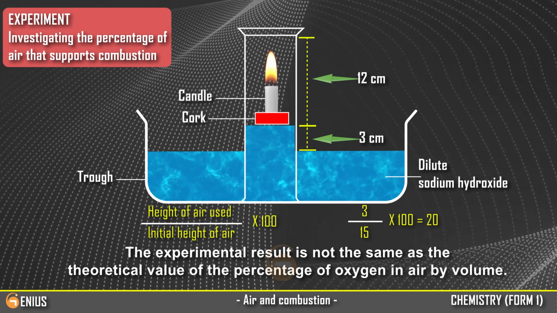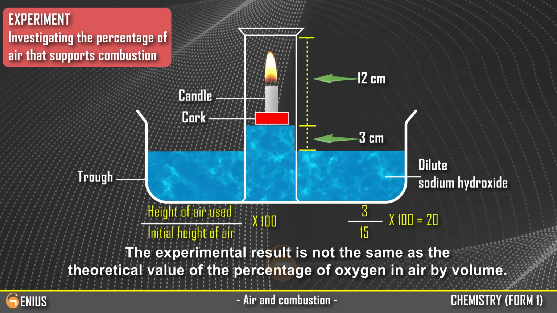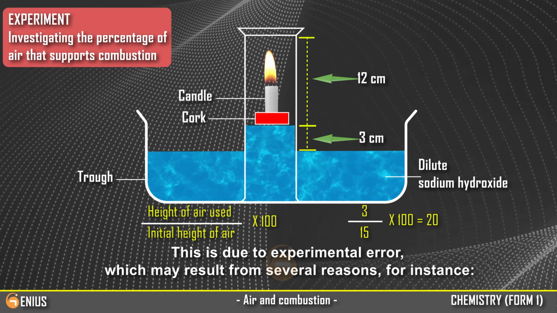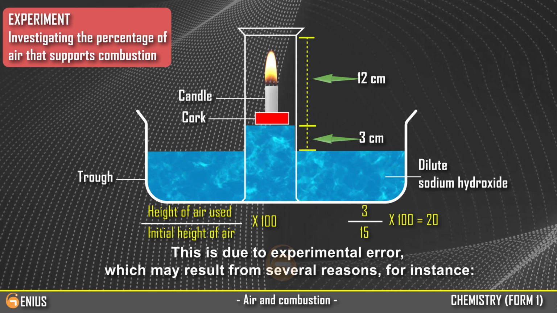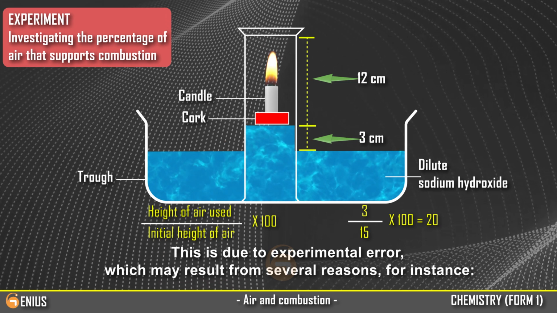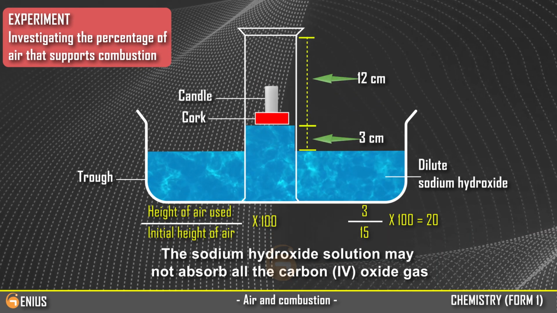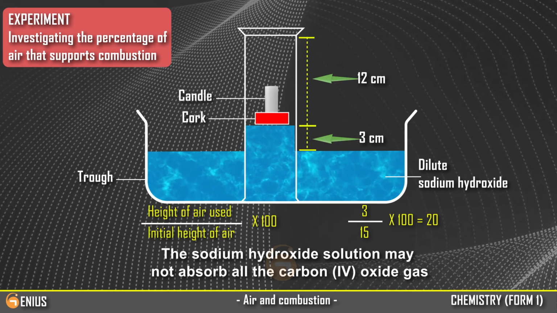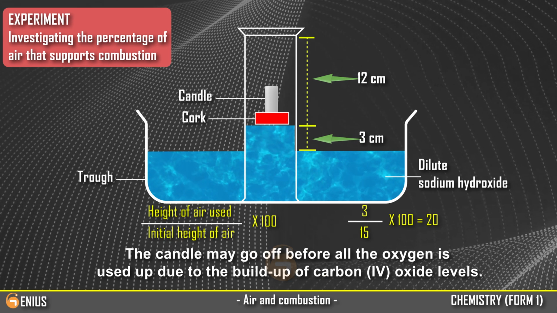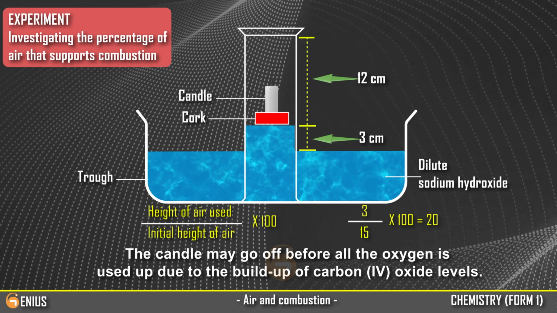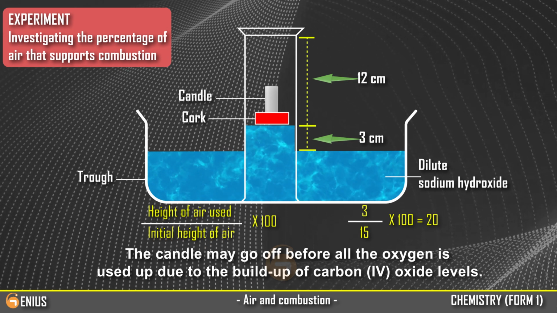The experimental result is not the same as the theoretical value of the percentage of oxygen in air by volume. This is due to experimental error, which may result from several reasons. For instance, the sodium hydroxide solution may not absorb all the carbon dioxide gas. The candle may go off before all the oxygen is used up due to the buildup of carbon dioxide levels.